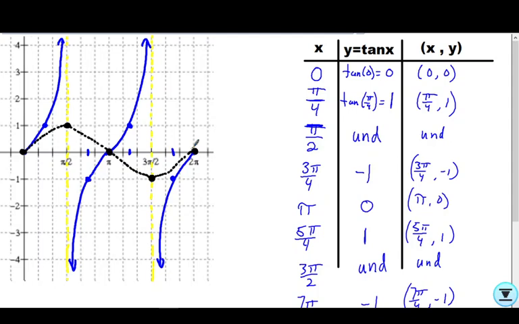So this is why I always tell my students, if you can graph sine, you can graph tangent, because they're basically the same function. The only difference is that when you're graphing sine, you have maximums and minimums, but when you're graphing tangent, that's where your asymptotes end up. Okay? So basically we're doing the exact same thing.